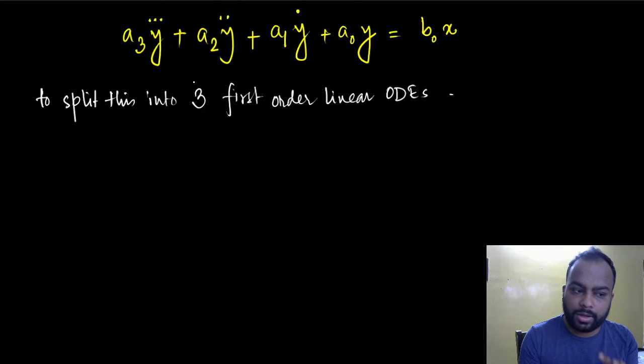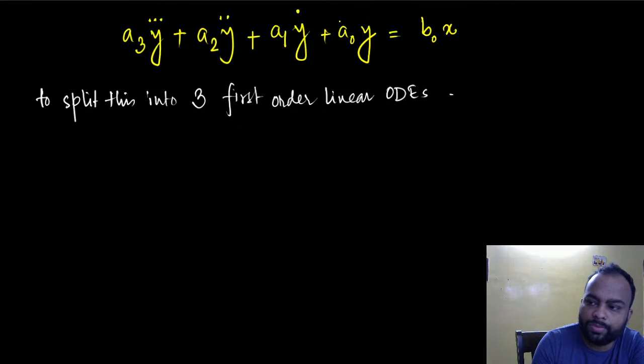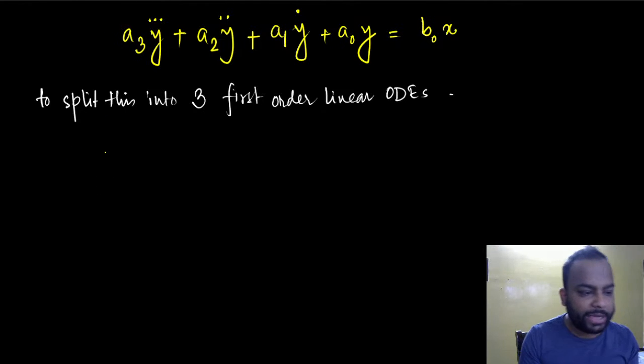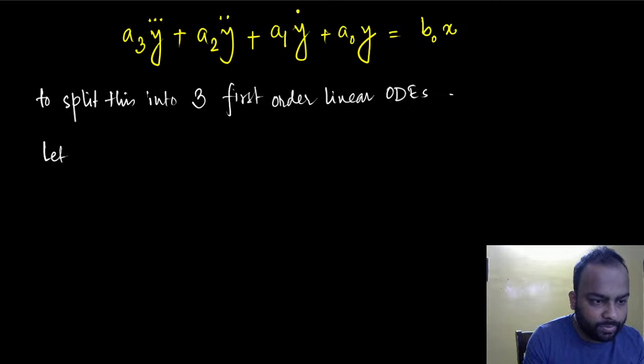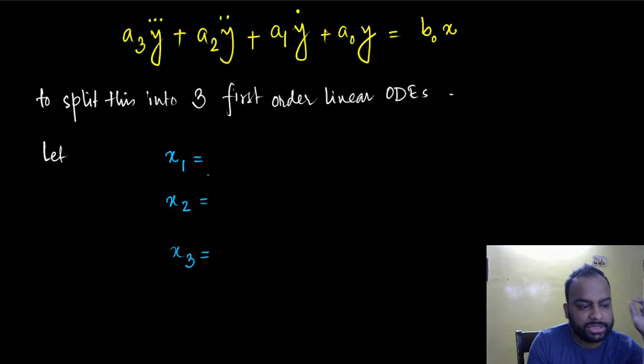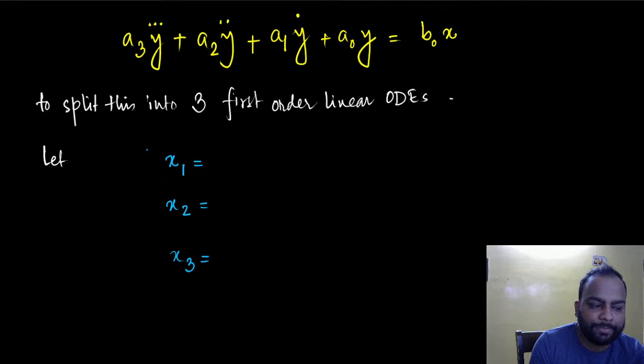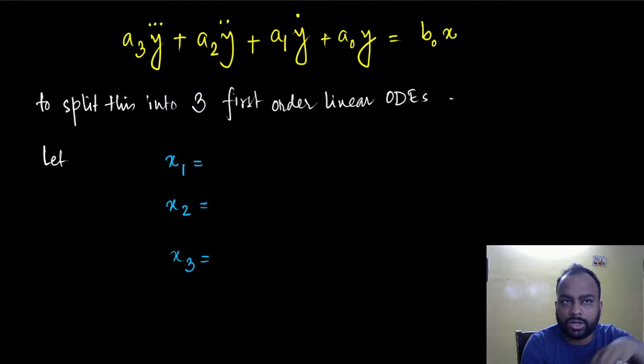So now we want 3 first order differential equations out of this 1 third order differential equation, right? So we are going to assume 3 variables here. What are the variables? We are going to call them x1, x2 and x3. When I say I want 3 differential equations, I want 3 differential equations that are not related directly with each other. We will see what I mean.